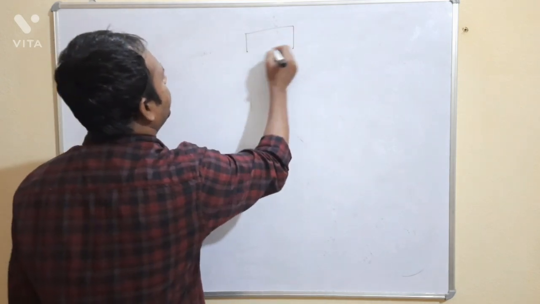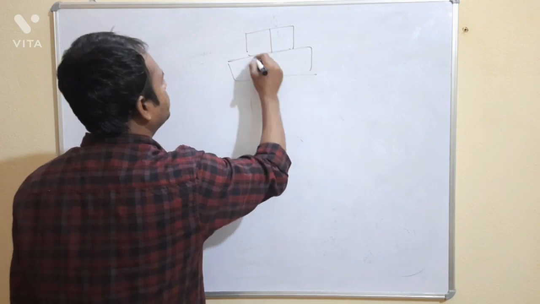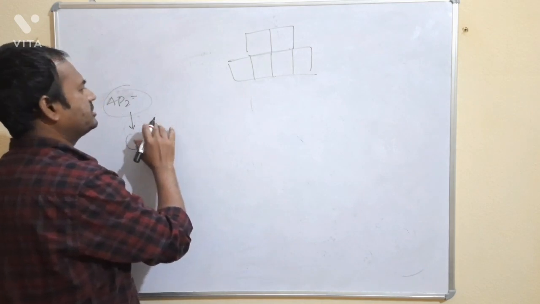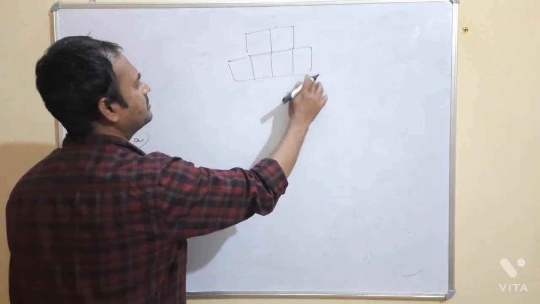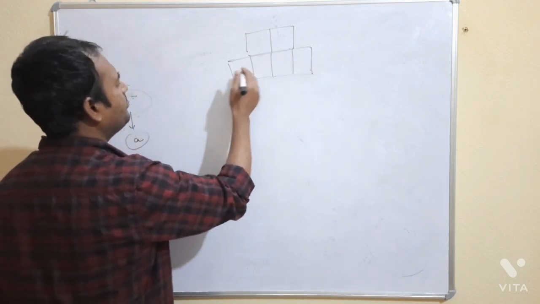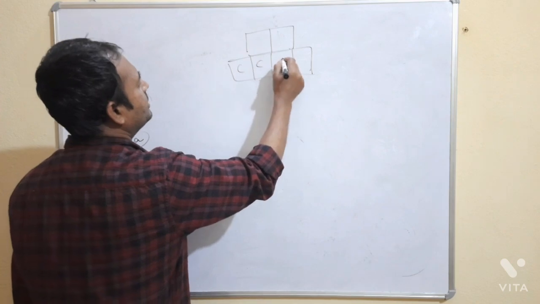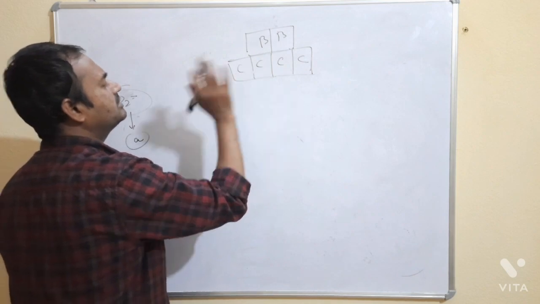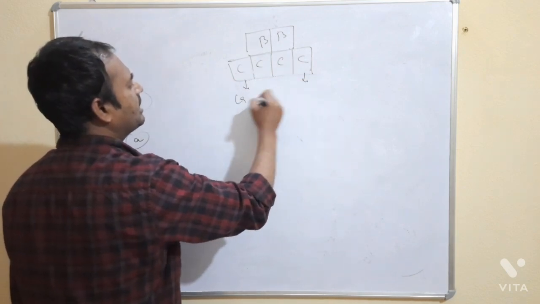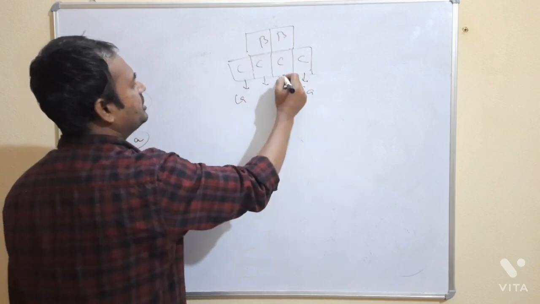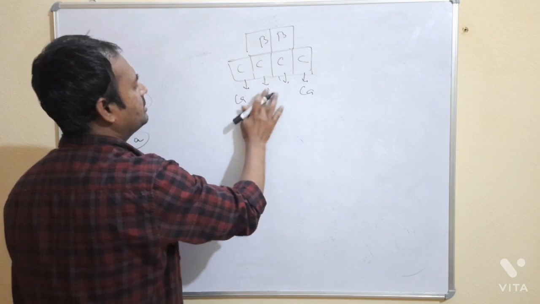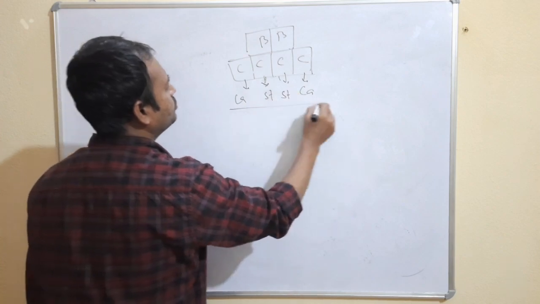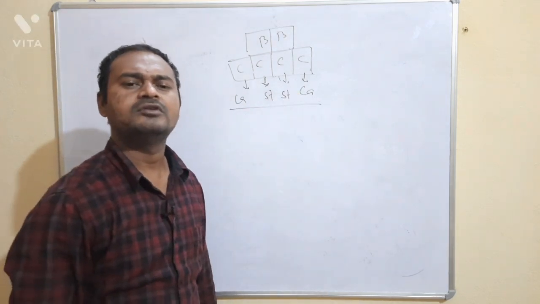So let us again make a diagram of this thing. What will happen if AP2 is mutated? You know that AP2 is a class A gene, so here only the C will be expressed and then here B will be expressed. A will be replaced by the C. So now what will happen here? Carpel, BNC, and AC, stamen. So this will be the fate or outcome of the floral arrangement.